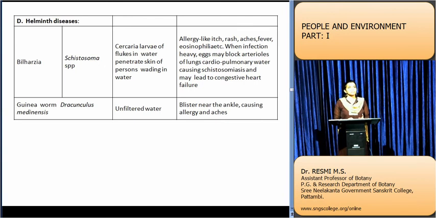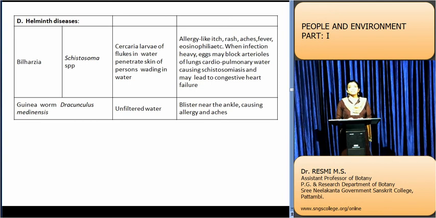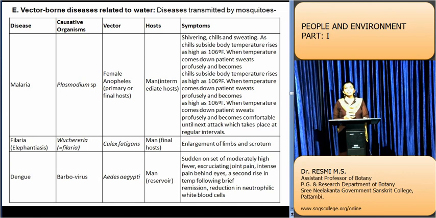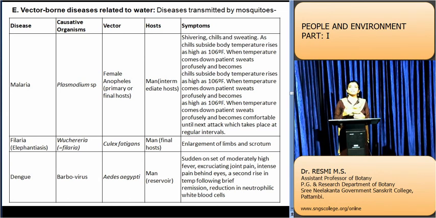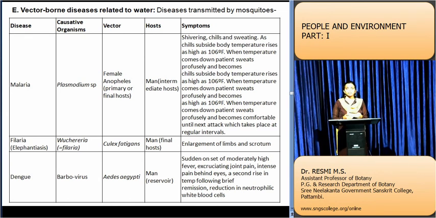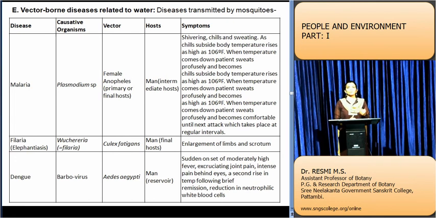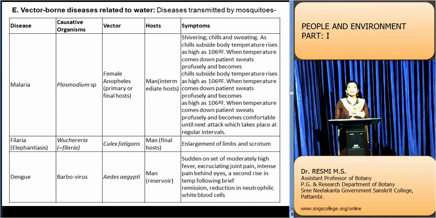And there is one more helminth disease, that is Guinea worm, Dracunculus medinensis, which spreads mainly through unfiltered water, which we usually drink from the tap or well water, with blisters near the ankle causing allergy and other itches. These are the direct water diseases which we get from contaminated food, water, or direct contact with patients, etc. But there are certain diseases which cannot be directly transmitted from water but through vector-borne diseases. And the major example is mosquito-caused disorders, that is malaria, filaria and dengue.